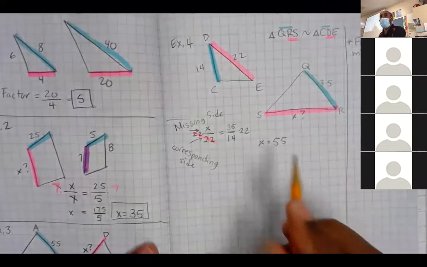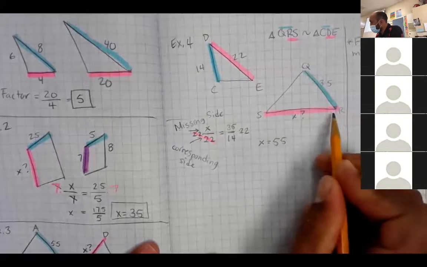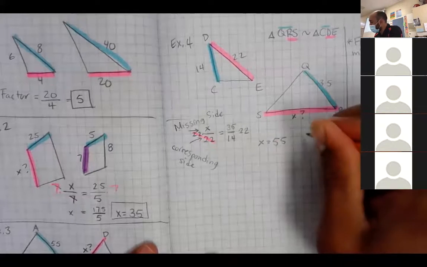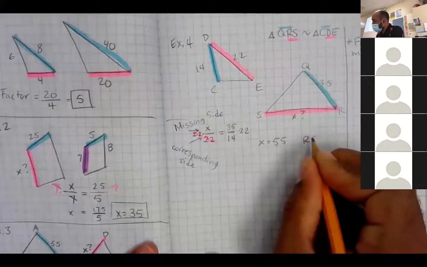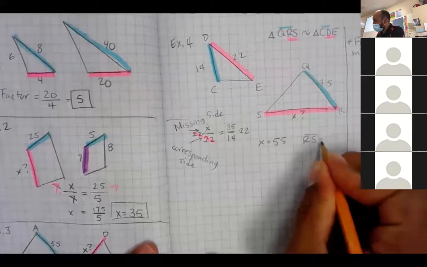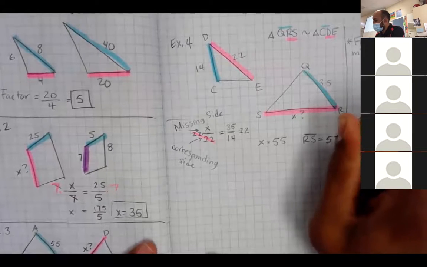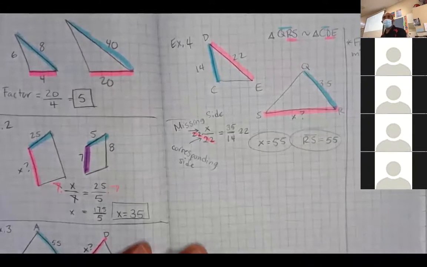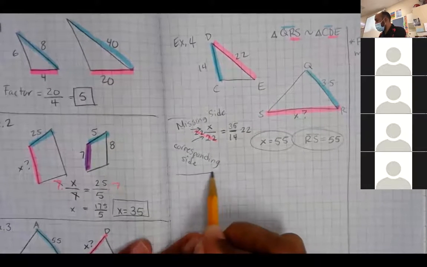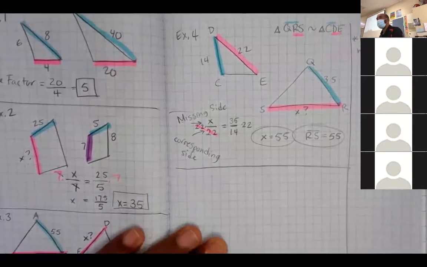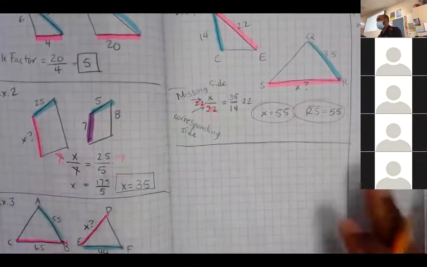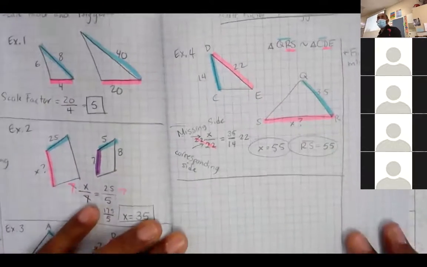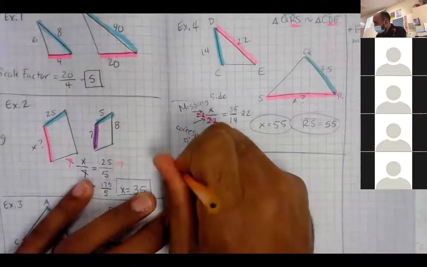Okay, the other way I could write this is I could write this side with R and S, put a line over it, and it just means the side RS equals 55. So either of these are ways you could write it, okay? Okay, so now I'm gonna do one more example in the notebook.